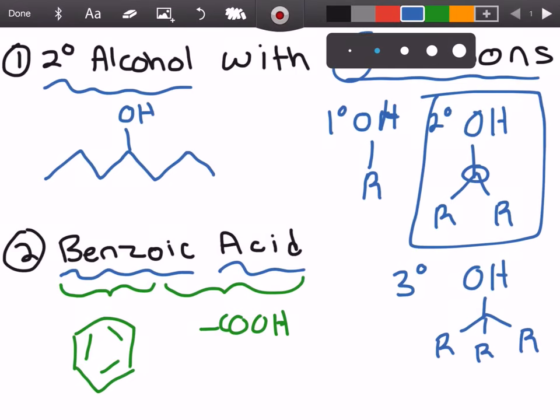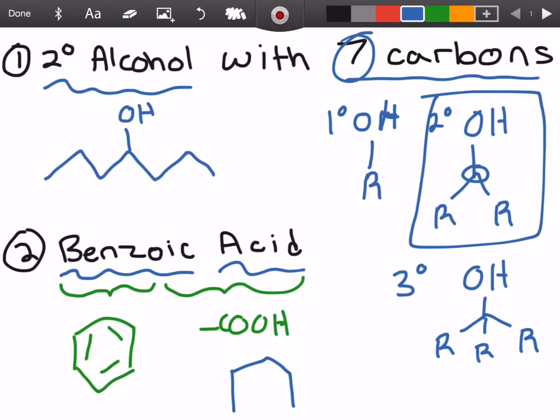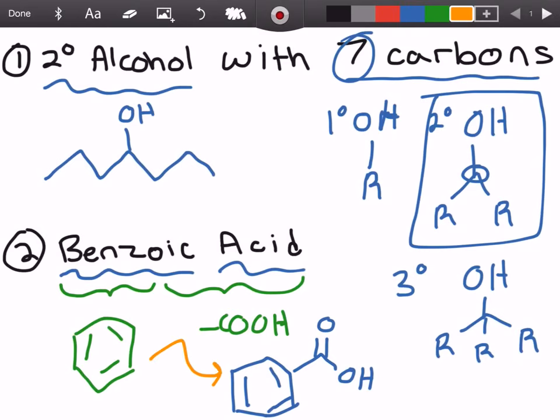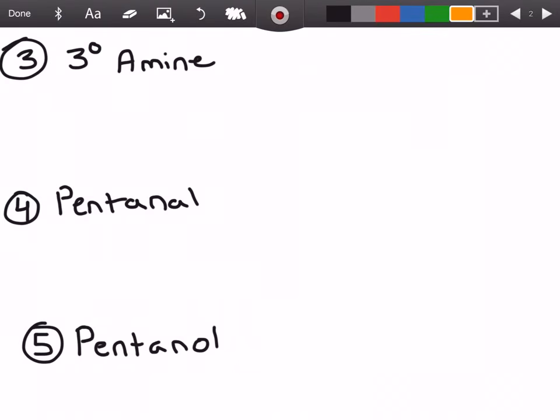So when we draw benzoic acid, it's just going to be a benzene ring with a carboxylic acid group attached to it. In this case, we have the benz group and the carboxylic acid group, benzoic acid. Alright, let's move on to a couple more examples.